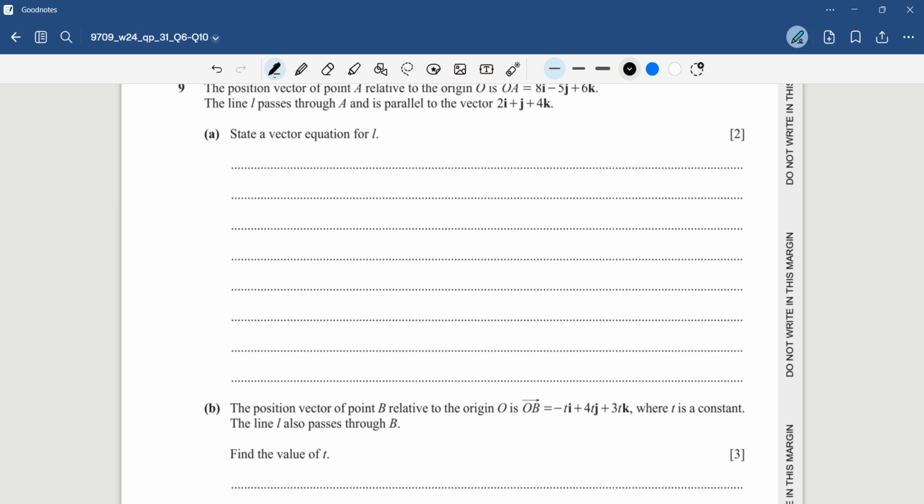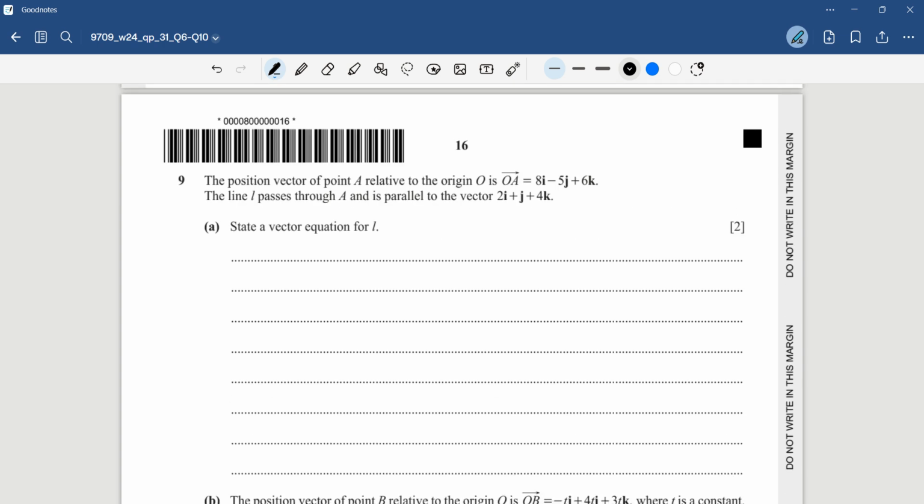Now let's move on to question number 9. A position vector of point A relative to O is (8, −5, 6). In the last part, the line L passes through A and is parallel to this vector. For this we just draw a simple diagram. Let's say this is my A, and these two are parallel. So to find the equation of this, this is my L.